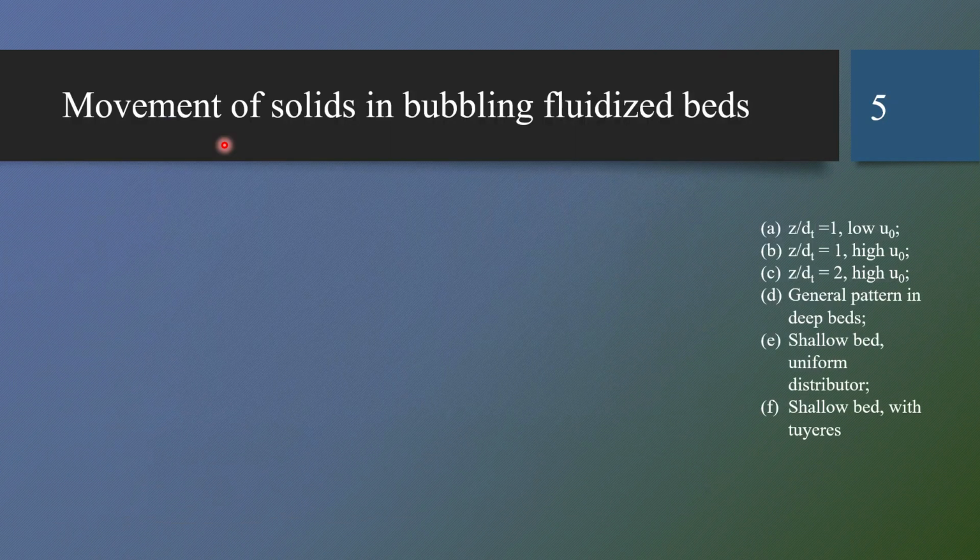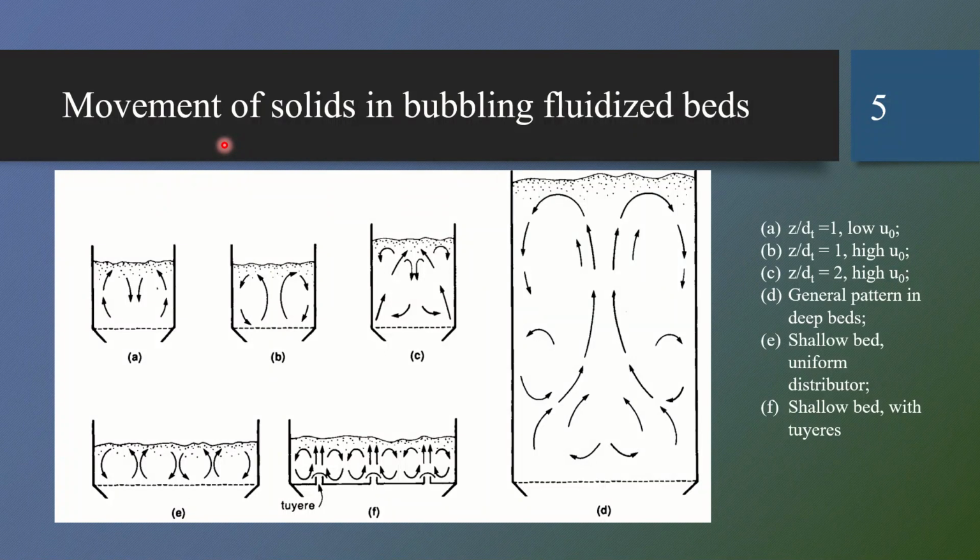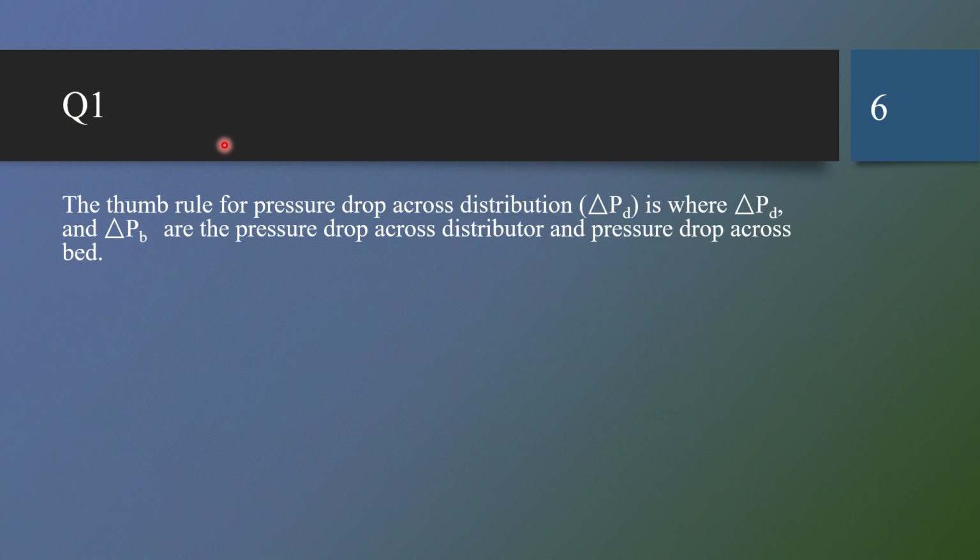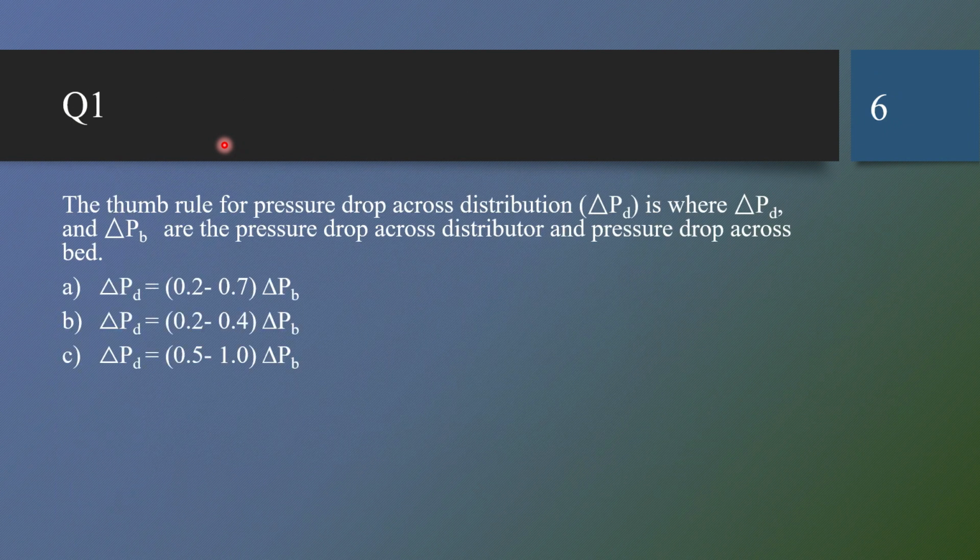So we saw the circulation of solids inside the bubbling fluidized bed and how different bed geometry gives different circulation patterns, and also how velocity influences the circulation pattern of the solids inside the bubbling fluidized bed. And we saw the pressure drop distribution, how the distributed pressure drop is related to the bed pressure drop.